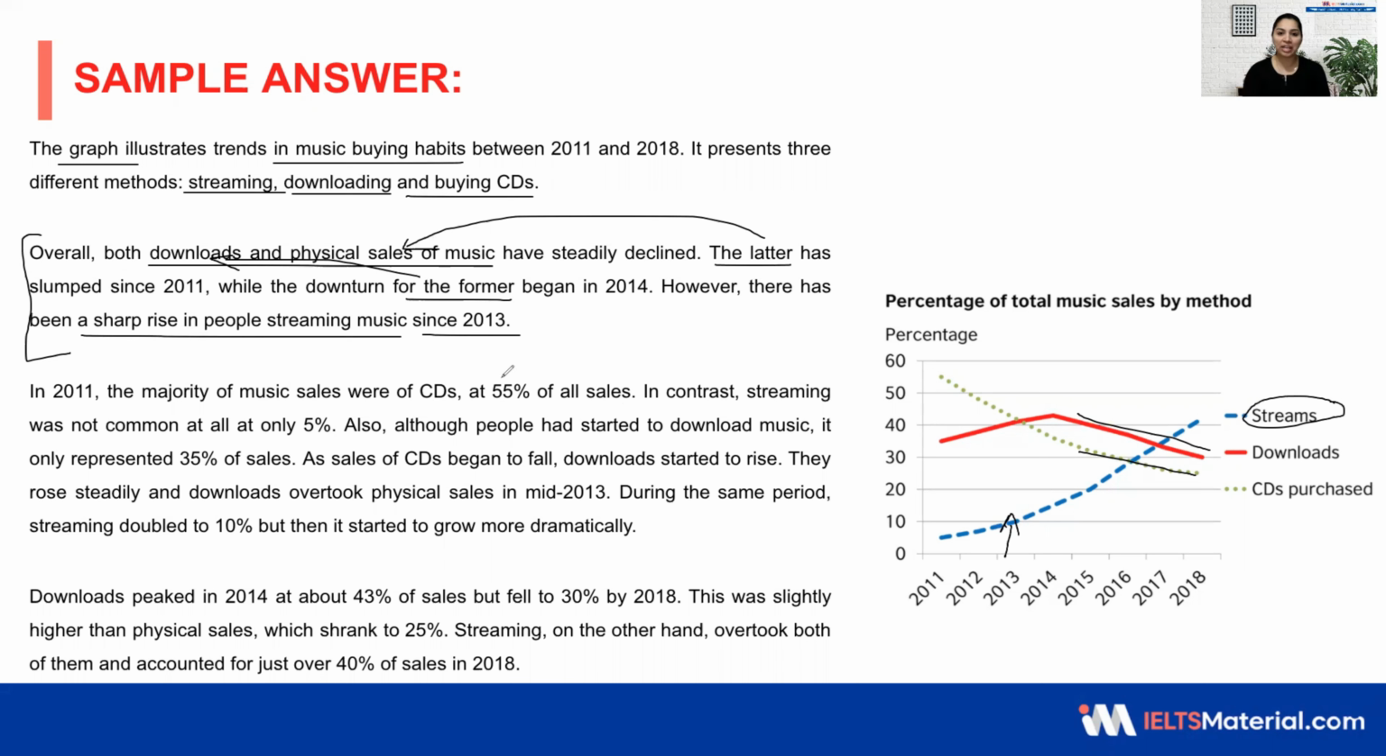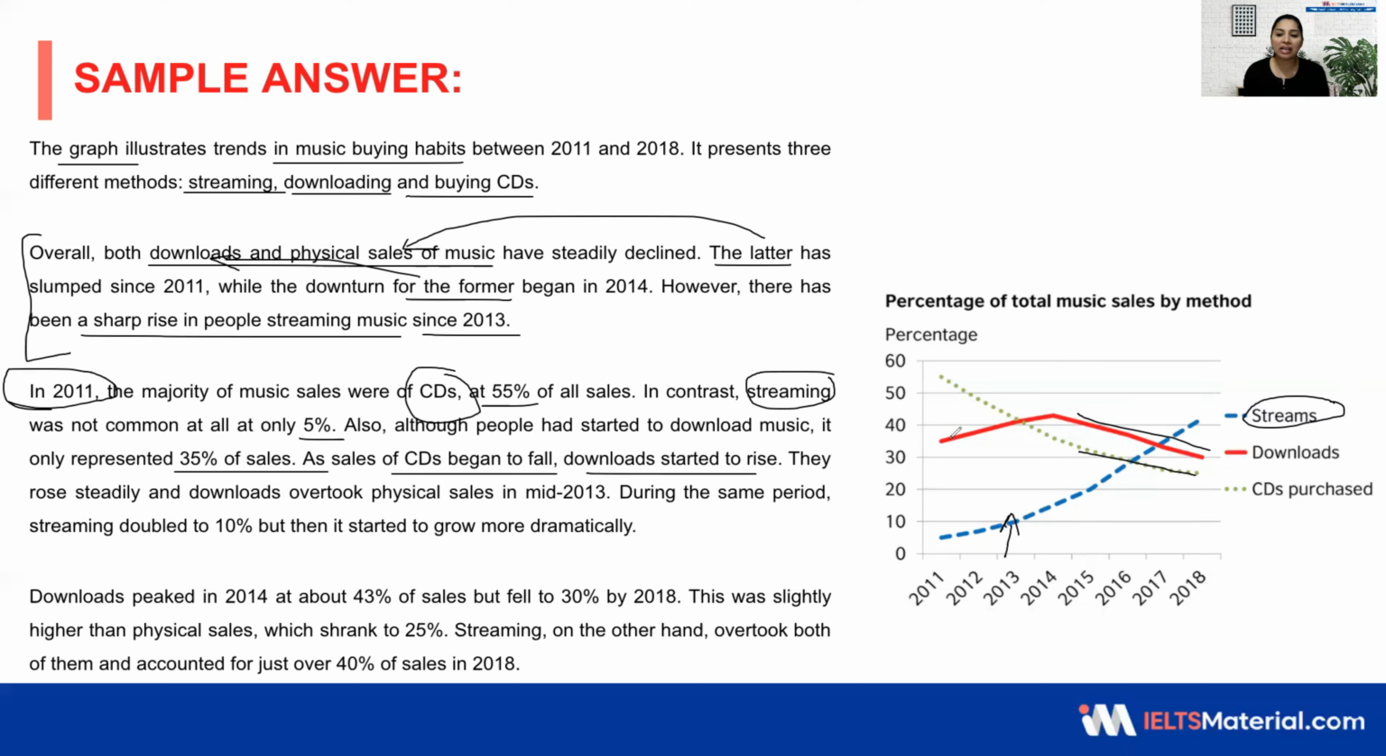Also, although people had started to download music, it only represented 35% of sales in the year 2011. So initially, they're talking about the year 2011, and they have explained all the three categories. Now, as sales of CDs began to fall, downloads started to rise. They rose steadily, and downloads overtook physical sales in mid-2013.